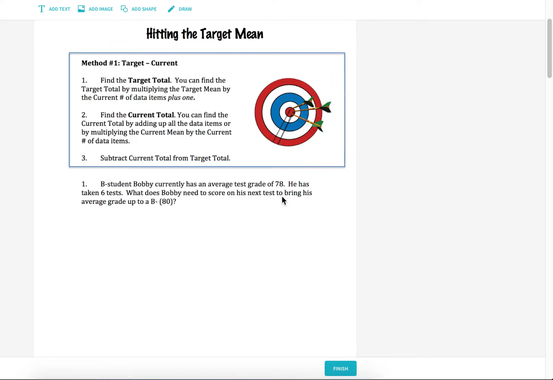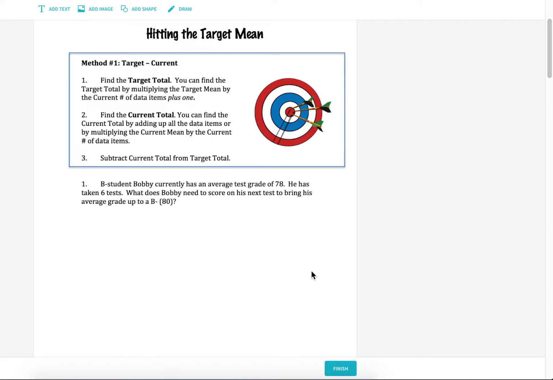In this video, we're going to look at hitting the target mean. That's when you have a question and you're asked to find a value that will get you to some target average, some target mean. We're going to look at two different methods for hitting the target mean, and then we'll do some practice problems on Khan as well.